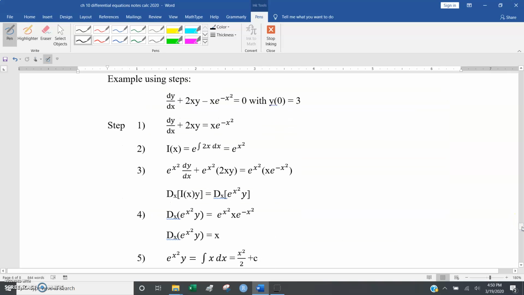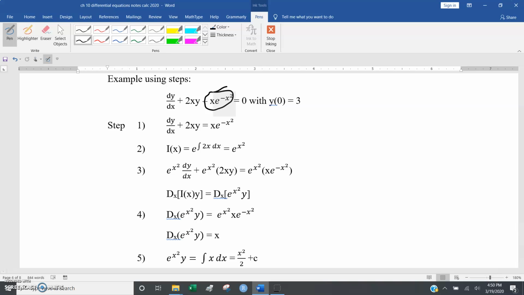Our equation is dy over dx plus 2xy minus x e to the negative x squared equals 0. We're going to find c when y of 0 equals 3. When you look at this, you notice that the dy/dx is already alone, so we don't need to divide. The only thing we need to do is to move this term to the other side, because that's our q of x, so we add it to the other side.